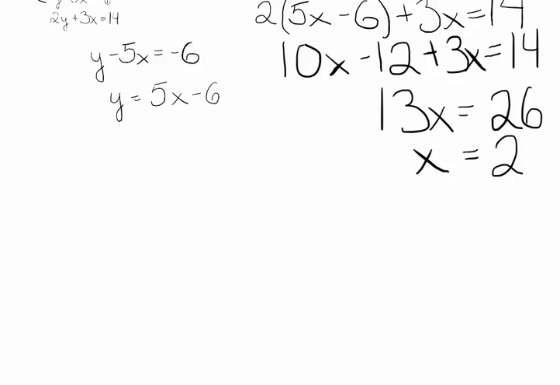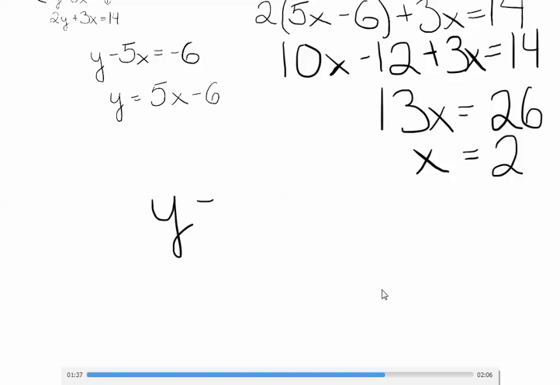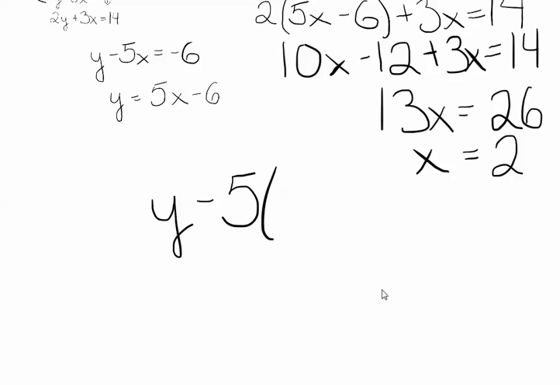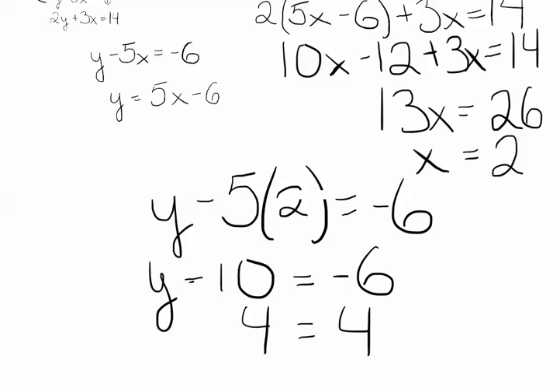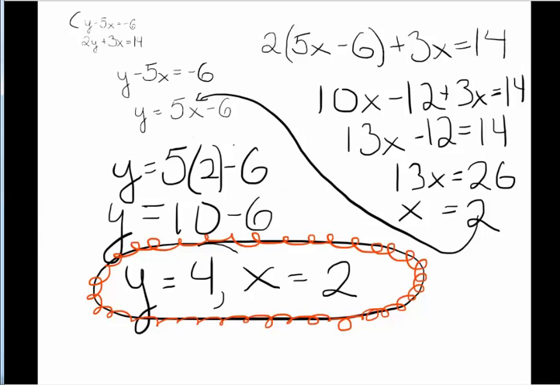Now plug in 2 to our equation over here. Good, she's plugging it in. y minus 5 times 2 equals negative 6. So y minus 10 equals negative 6. Add 10 on both sides. y equals 4. Yay! x equals 2. Nice. Okay.